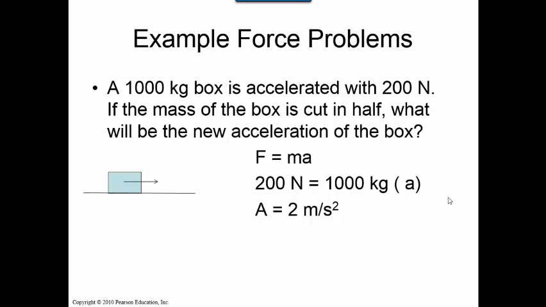So what would be the new acceleration if I cut the mass in half? Well, it's an inverse relationship, right? If I decrease the mass by half, then I increase the acceleration, so that's twice as much. It'll be 4 meters per second squared.